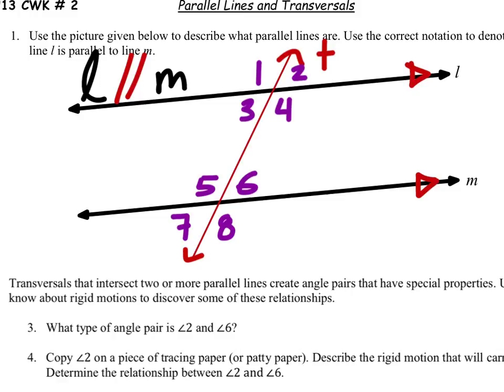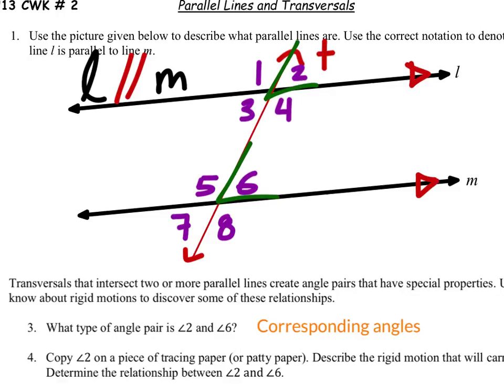Right here. So, for example, what type of angle pair is, let's look at angle 2 and angle 6. Yes, these are corresponding angles. All right, let's go ahead and copy angle 2 on a piece of tracing paper. Well, I'm just going to do it on the iPad. Then we'll describe the rigid motion that will carry angle 2 to angle 6 and determine the relationship between angle 2 and 6. That sounds great.